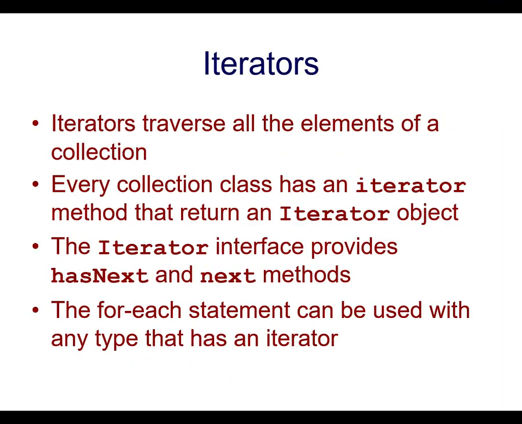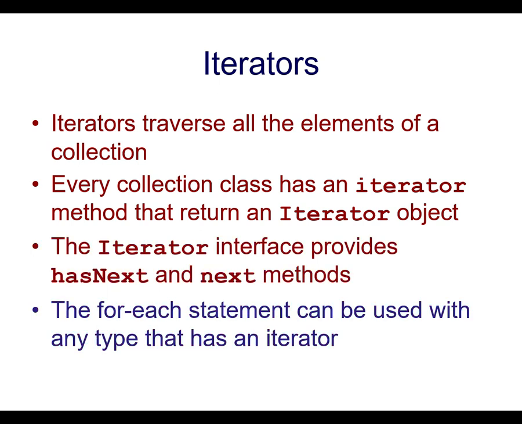Next, we consider another important feature, which is iterators. Iterators are used to traverse all the elements of a collection. Every class that implements the collection interface has an iterator method that returns an iterator object. The iterator interface provides hasNext and next methods that can be used to perform the iteration. The hasNext method is used to determine when the end of the collection has been reached, and the next method is used at each step to determine the next element of the collection.